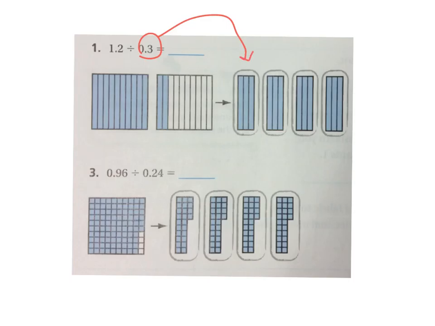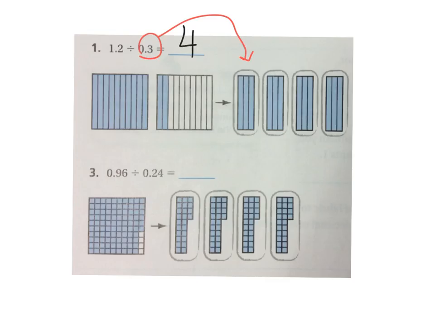How do I find the quotient? How would I solve this problem? Neha? The quotient is always the number of groups. So how many groups are there? 4. So therefore, 1.2 divided by 0.3 must be 4.